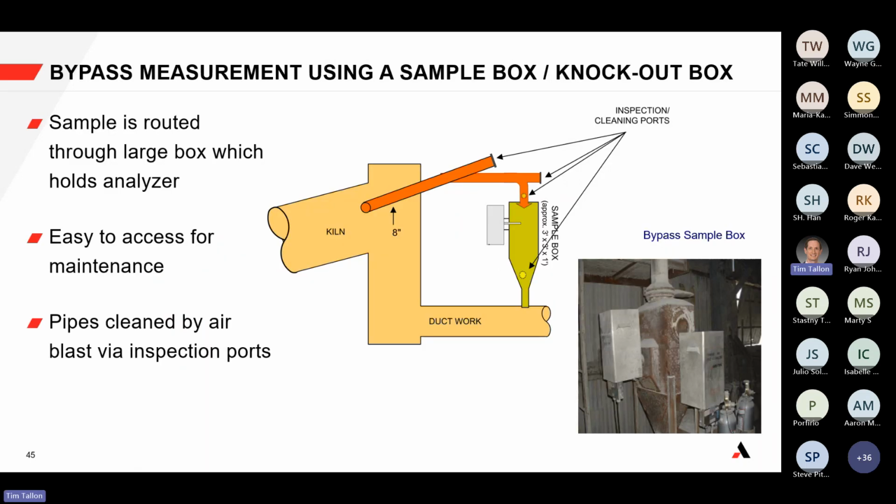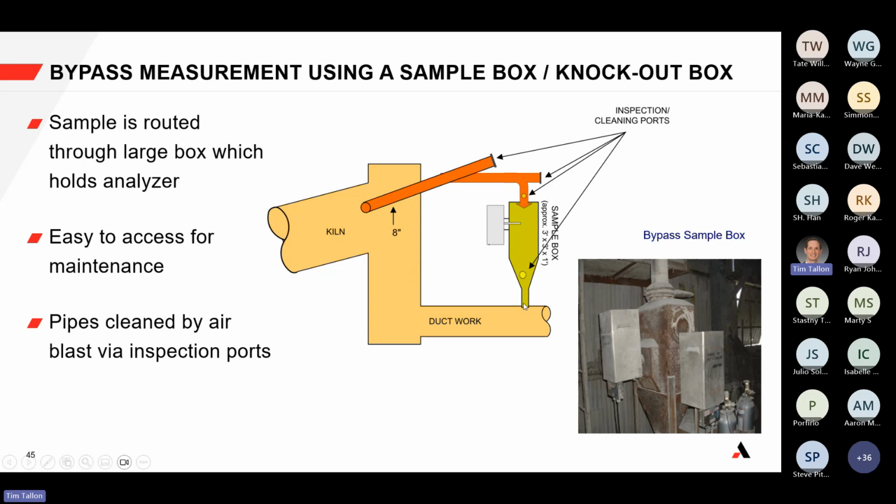Finally, the final example of a bypass measurement system would be that of a sample box or a knockout box. Now, this is the case where you have a physical box, not like a probe or tubing, but actually a physical dropout box. This would be example one. I'll give you another example, where the bypass sample box collects the particulate, and it uses the same principle of pressure differential that allows some of the flow to go through this bypass and out to a lower pressure zone downstream.